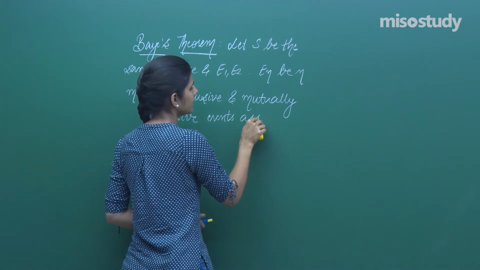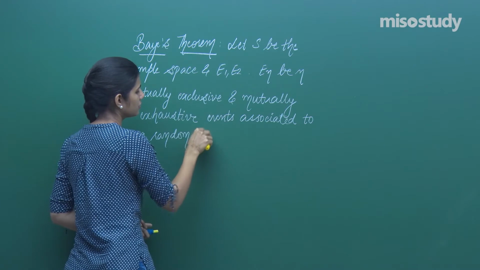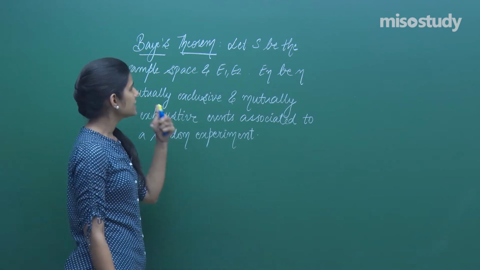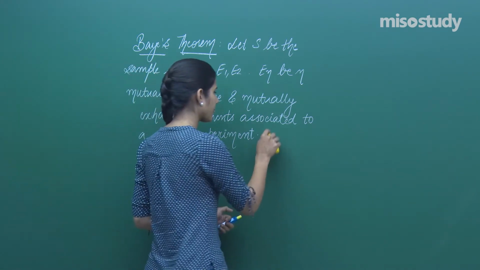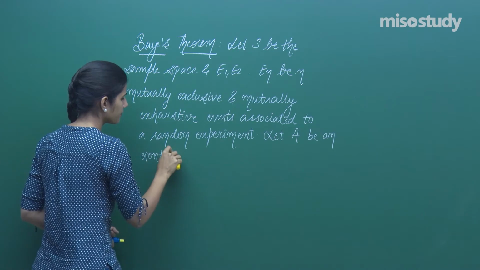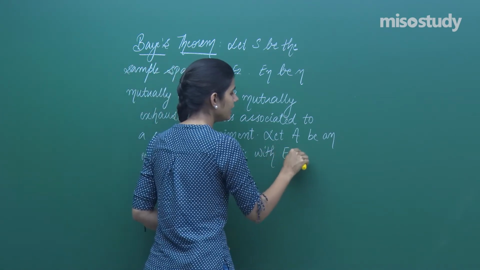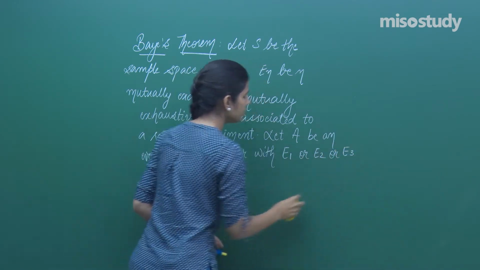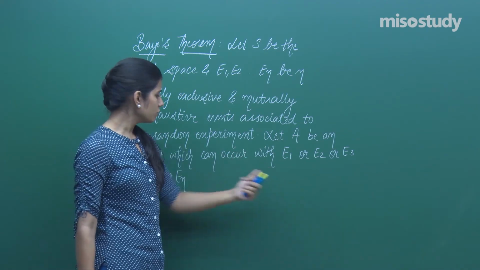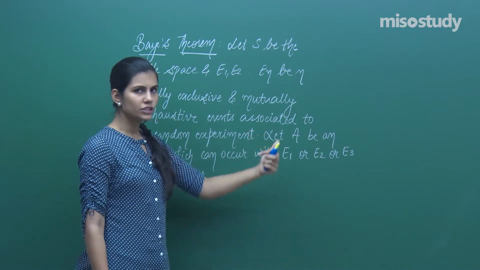Events associated to a random experiment. So these are n mutually exclusive and mutually exhaustive events, and S is the sample space. All these are associated to a random experiment. Let A be an event which can occur with E1, or it can occur with E2, or it can occur with E3, or it can occur with En. I am saying let A be an event which can occur with either E1 or E2 or E3 and so on, or En.